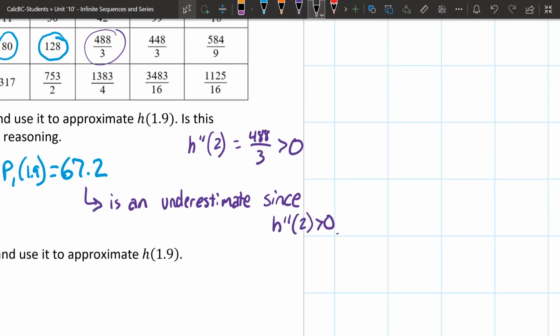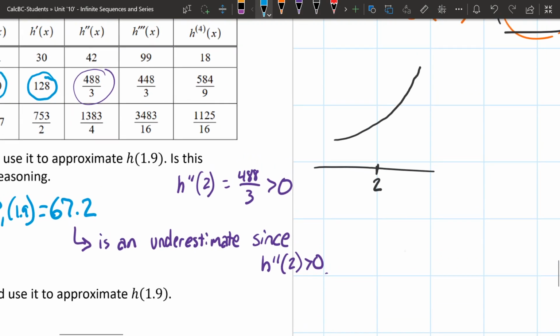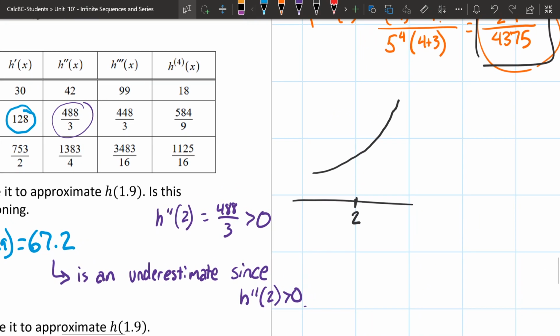All right, and again, the visual that goes along with this, we've got a graph. Let's say this is our original. We're looking at our x value of 2. Then let's label this. Let's make sure this is my h.